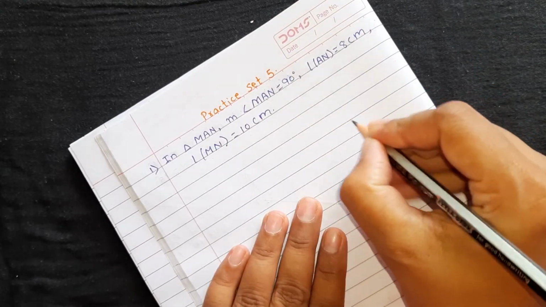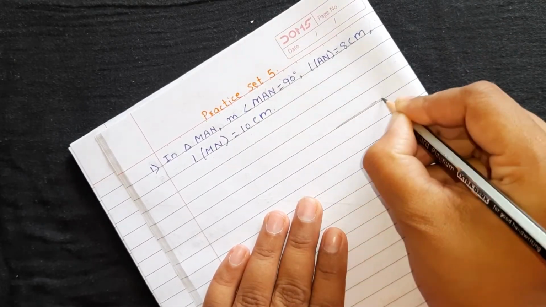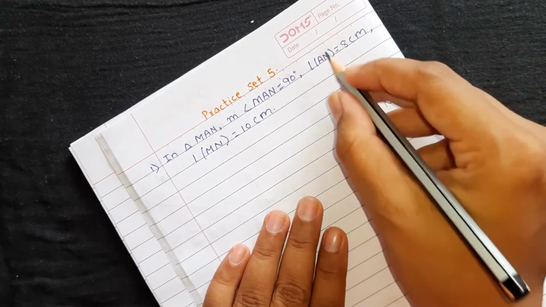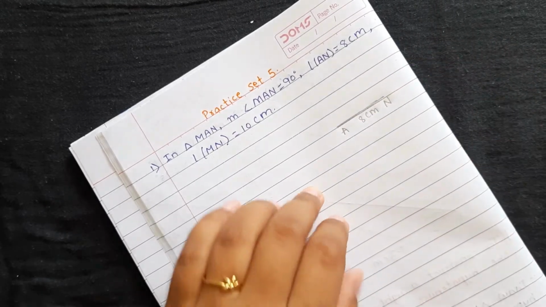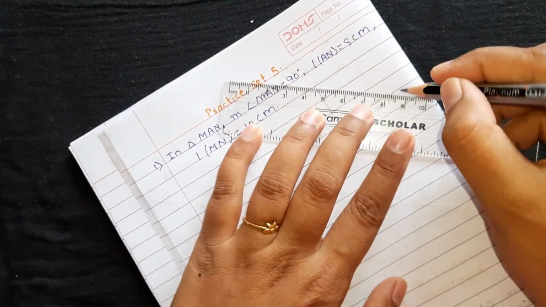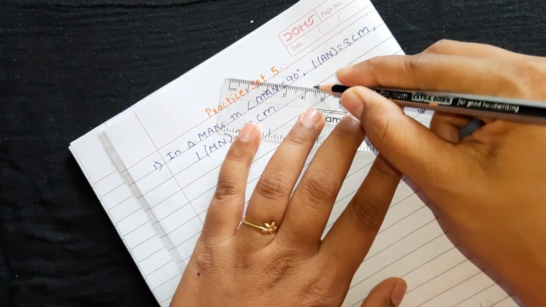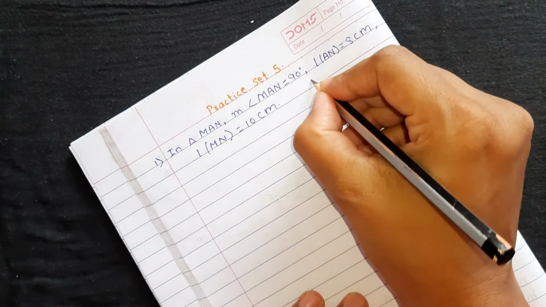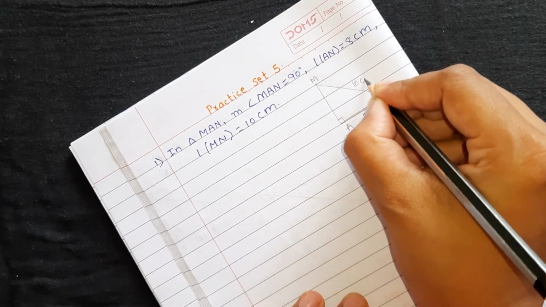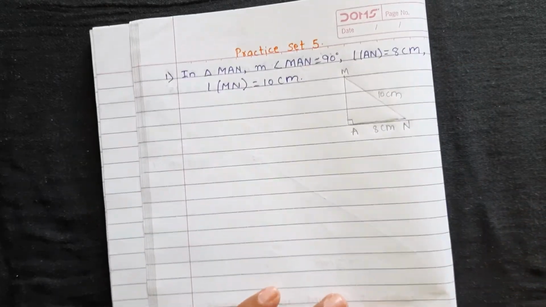So what will be the base? AN. So first we will draw the base AN 8 centimeter. From A we have to draw an 90-degree angle, and this will be our point M. So this is our rough figure, and this will be 10 centimeter. So this is our rough figure.